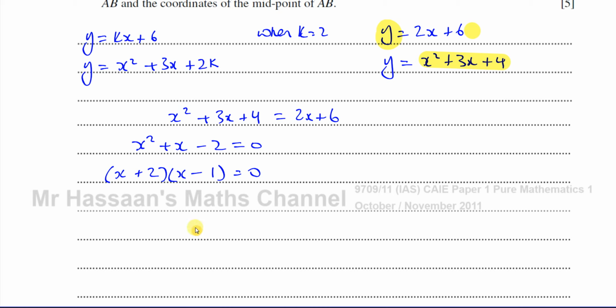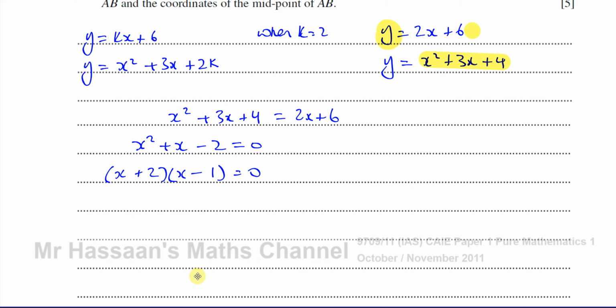Now what we can do is find the value or values of x here. By the zero product property, if two things multiply together to give you 0, one of them must be 0 or the other one must be 0. So those are the possible values of x. When x plus 2 is 0, x must be −2. And when x minus 1 is 0, x must be equal to 1. So those are the x values of the 2 points A and B.